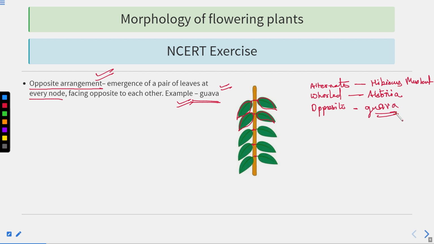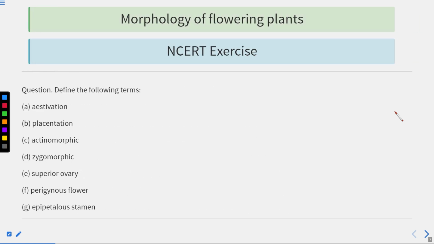How the leaves are arranged on the axis is called phyllotaxy, right? So you define phyllotaxy, then tell the types of it, and draw the diagram. This you have to do in this particular question. Okay, so let us move to our new question.